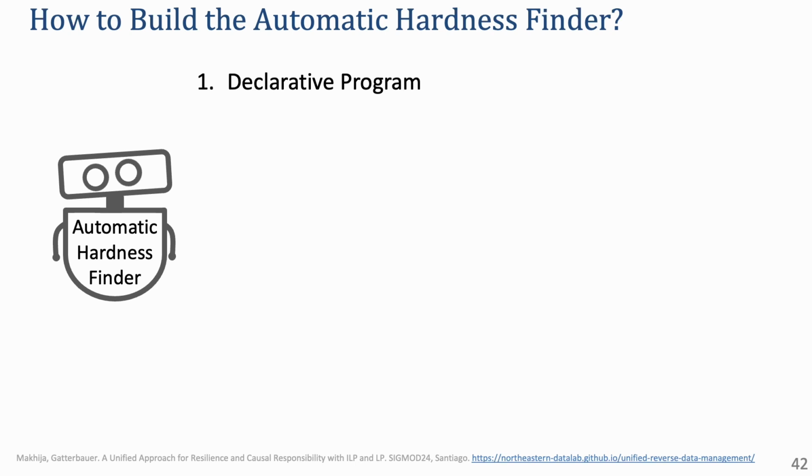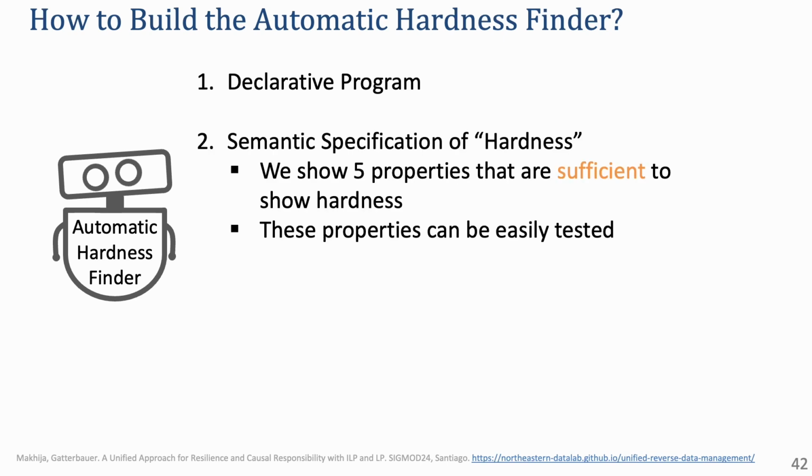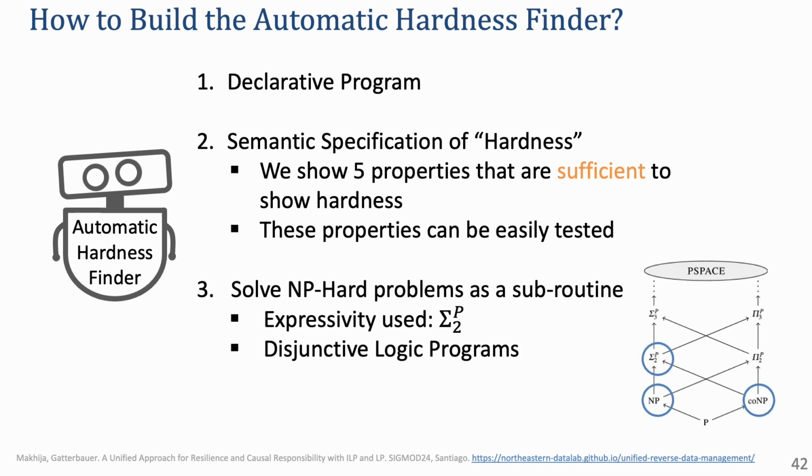Well, for one, it's declarative. We just give it the properties of the gadget and it automatically optimizes the search for it. And we give these properties of hardness as a semantic specification. So we prove that 5 properties that are defined in the paper are sufficient to show hardness. So if a certificate has these 5 properties, then that's all you need for hardness, and these properties can be easily tested. To find these properties, though, you have to solve NP-hard problems, and this is something that the gadget finder does as a subroutine.